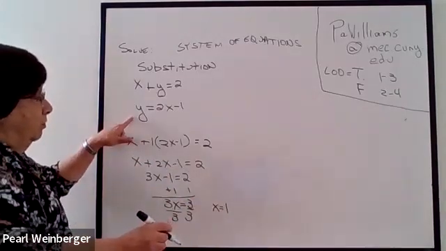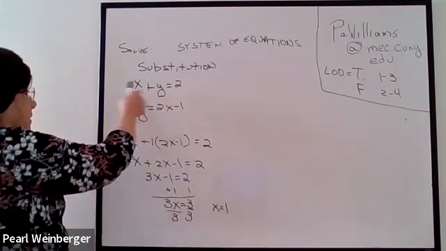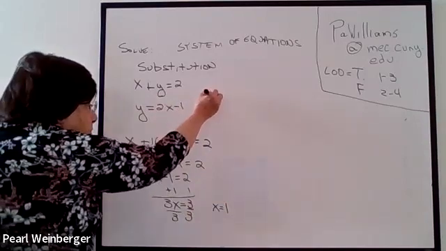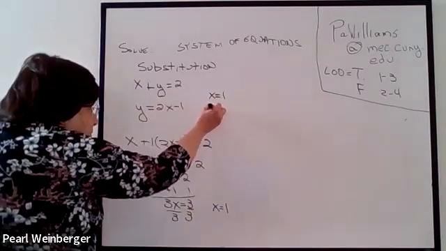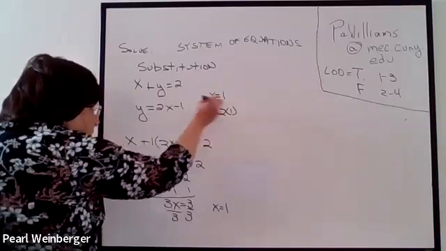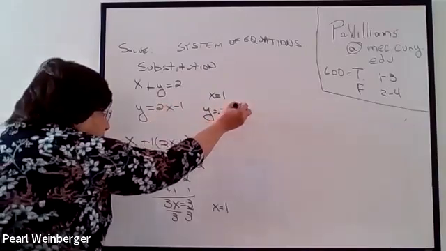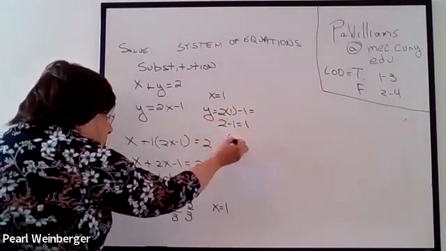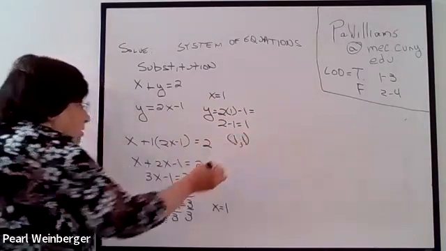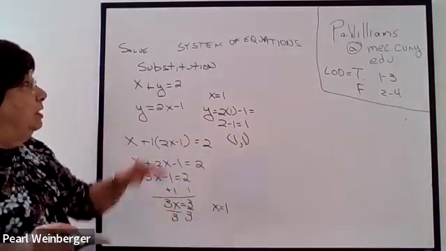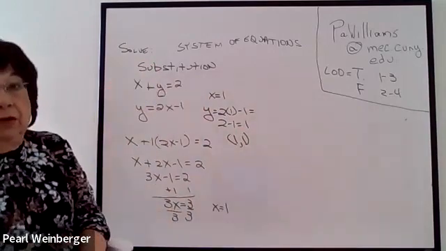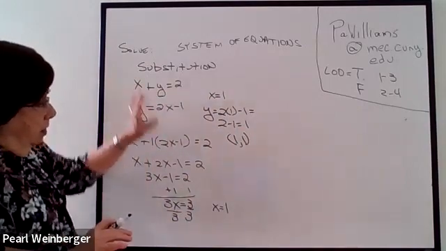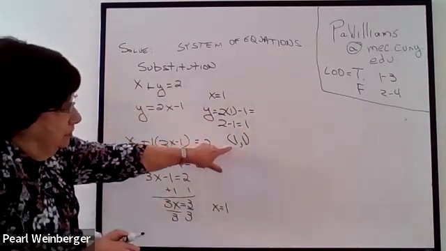And then I can figure out what my y is by replacing it in this equation, which is the simplest one. With x equals 1, y equals 2 times 1, because now we're replacing the x with 1, minus 1, which gives me 2 minus 1, or 1. And my solution to this system of equations is (1, 1). This is a different method, but notice it's also very efficient and gives us the answers.